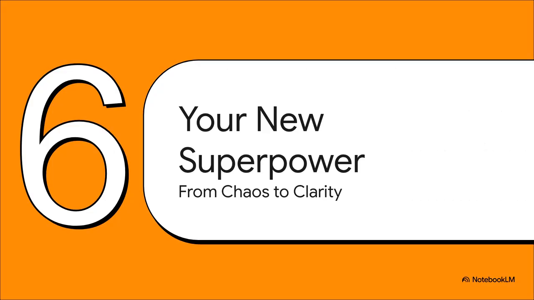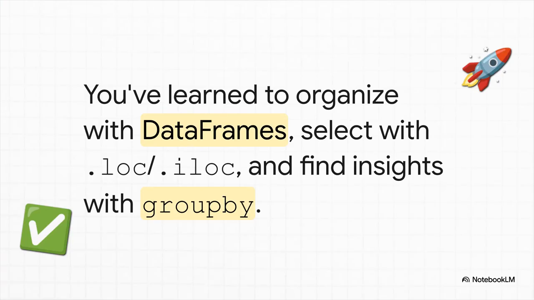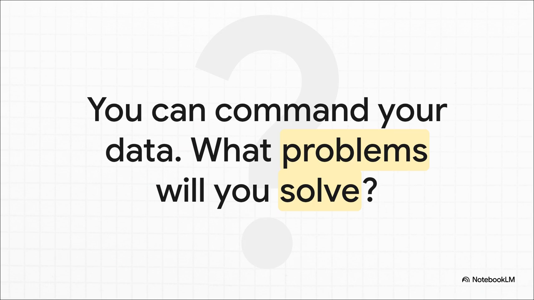So let's bring it all home. You've just seen how to take messy, raw data and completely transform it into structured, actionable insight. It's all about turning that chaos into clarity. Just think about what this means. In just a few minutes, you've really grasped the core ideas you need to command your data. You can organize it with DataFrames, you can select exactly what you need with .loc and .iloc, and you can uncover those hidden patterns with groupby. You now have a genuine data superpower right at your fingertips. So the only real question left is, what are you going to do with it? What questions will you answer, and what problems are you going to solve?